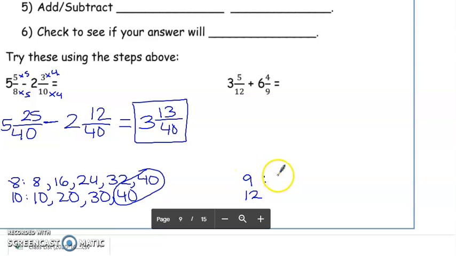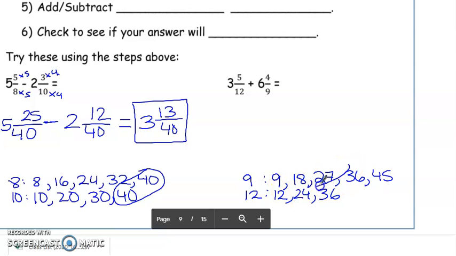Like I said, I'm going to take it out 5 spaces. 9, 9 times 2, 9 times 3, 9 times 4, 9 times 5. Notice how quick it is if you know your tables. 12, 12 times 2, 12 times 3. Oh, look, I can actually stop. My LCD, my least common denominator, is 36. I'm going to space this a little better this time. Okay, so I have my denominator.